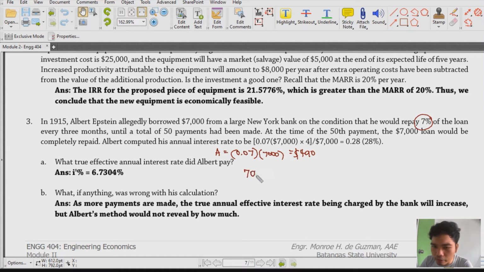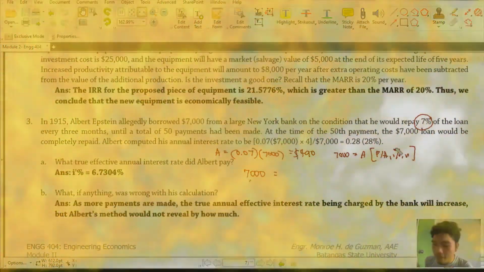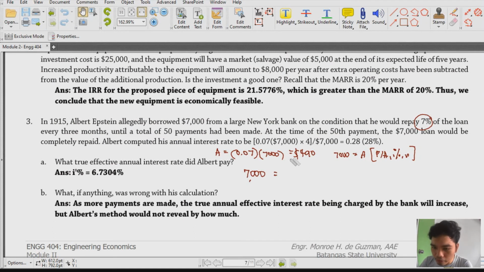So, we could say na for 7,000, we'll be using 7,000 times natin sa A, and then yung ating factor, which is P given A, and then yung I percent natin, and then N. Sobrang init ngayon. Anyway, so 7,000 is equal to the payment done every 3 months. So that's 490 times the quantity 1 minus 1 plus I, that's the true effective interest rate.